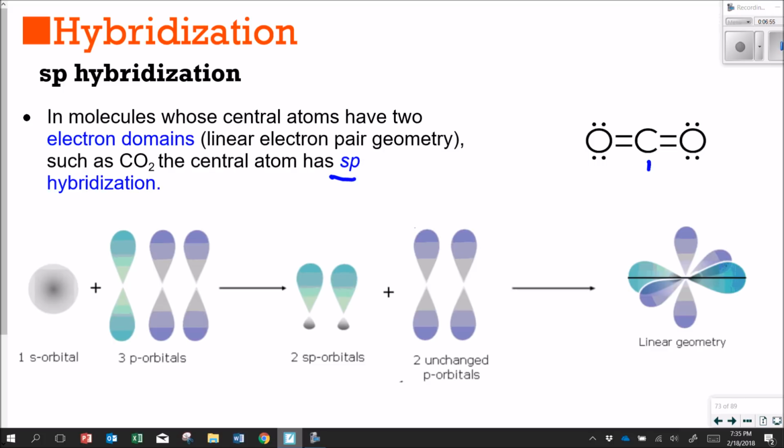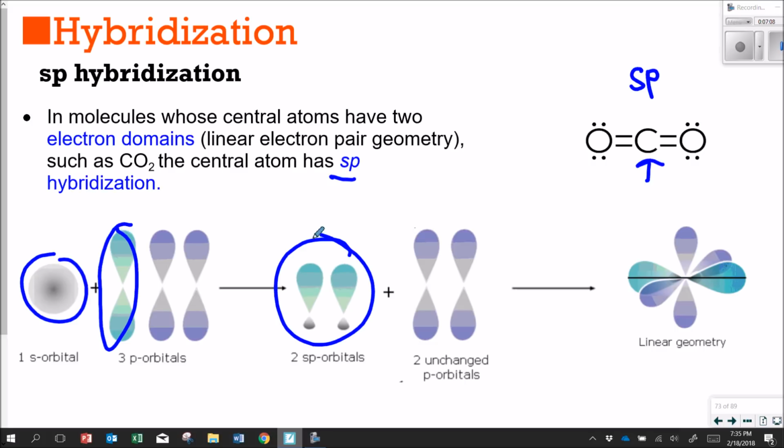Here we can see 2 electron domains, so sp hybridization for the central carbon atom. An s orbital combines with 1 p orbital to form 2 identical sp orbitals, and we have 2 unchanged p orbitals. Then we have linear electron pair geometry.